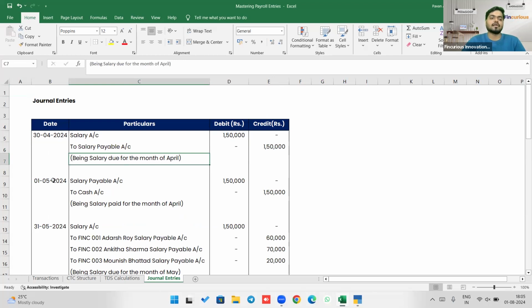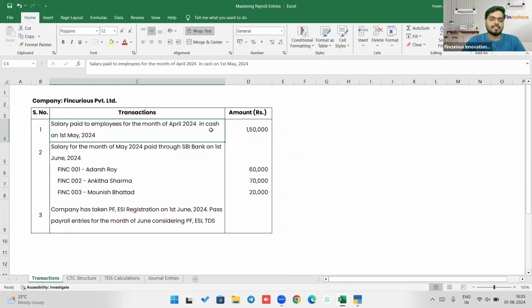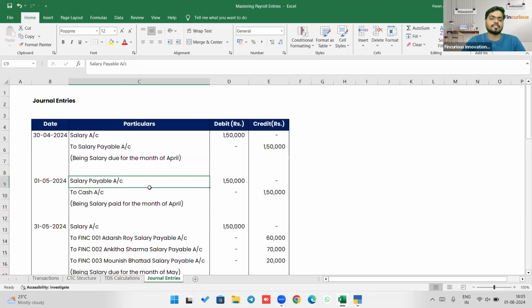In the same manner, on 1st of May, once the due entry is passed, you are going to pass the payment entry. How to pass the payment entry? Salary payable, which is credited here, will be debited back, and cash being cash only, right? In the question they are telling us it has been paid in cash. So that is why to cash account. Salary payable to cash account 1,50,000, 1,50,000. So net of it, if you can see, salary account debit to cash account only. This salary payable credit and this salary payable debit will be nullified. So this is how you are going to pass the journal entry.